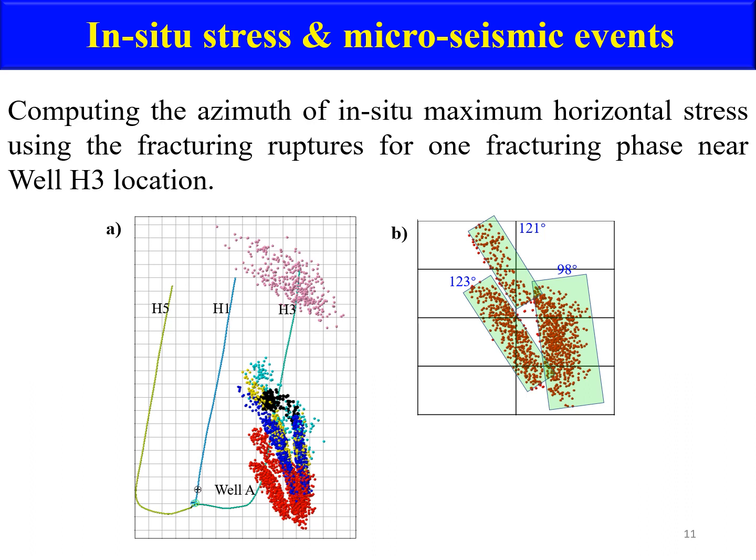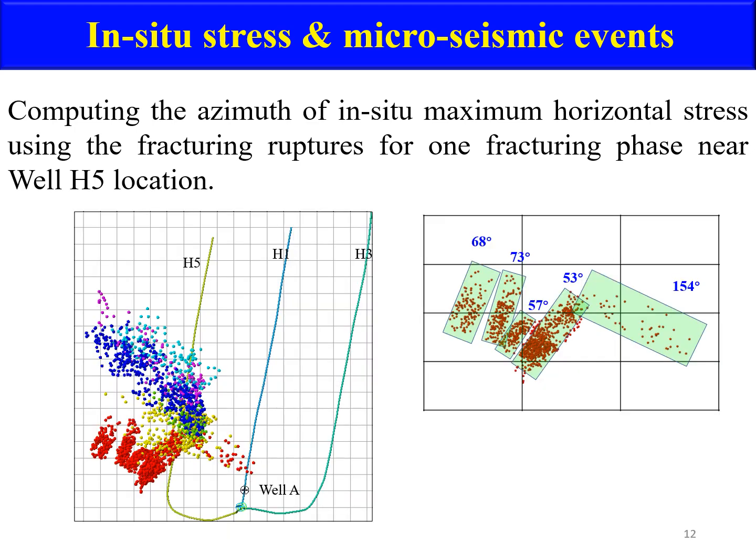Here is another example of computing the azimuth of in-situ maximum horizontal stress using the fracturing ruptures for one fracturing phase near well H3. The figure on the right is a zoomed display of the red ruptures shown in the left figure. In this example, we have 3 clouds of ruptures. As a result, we can compute the corresponding 3 azimuths of local maximum horizontal stress.